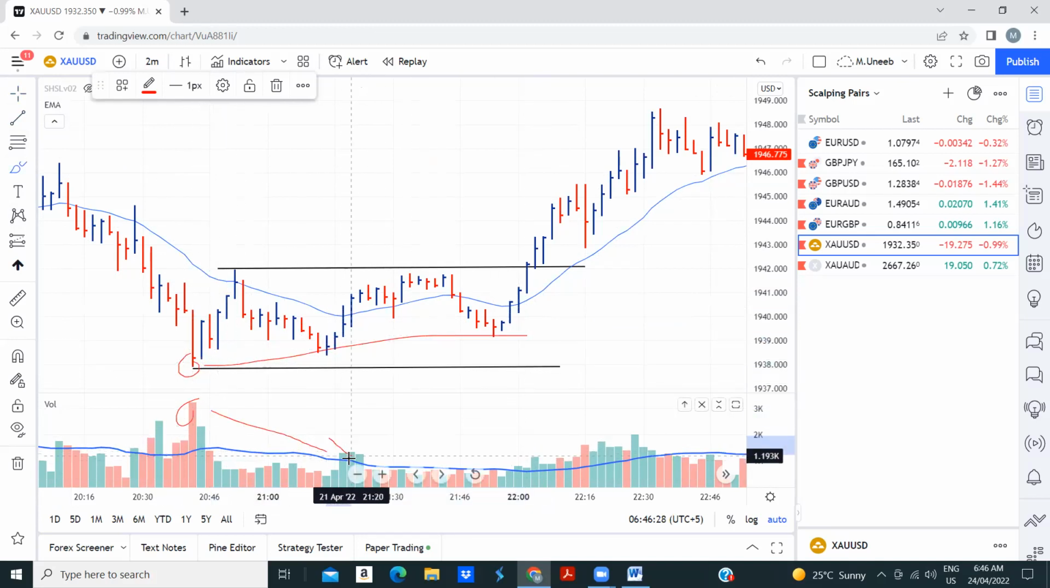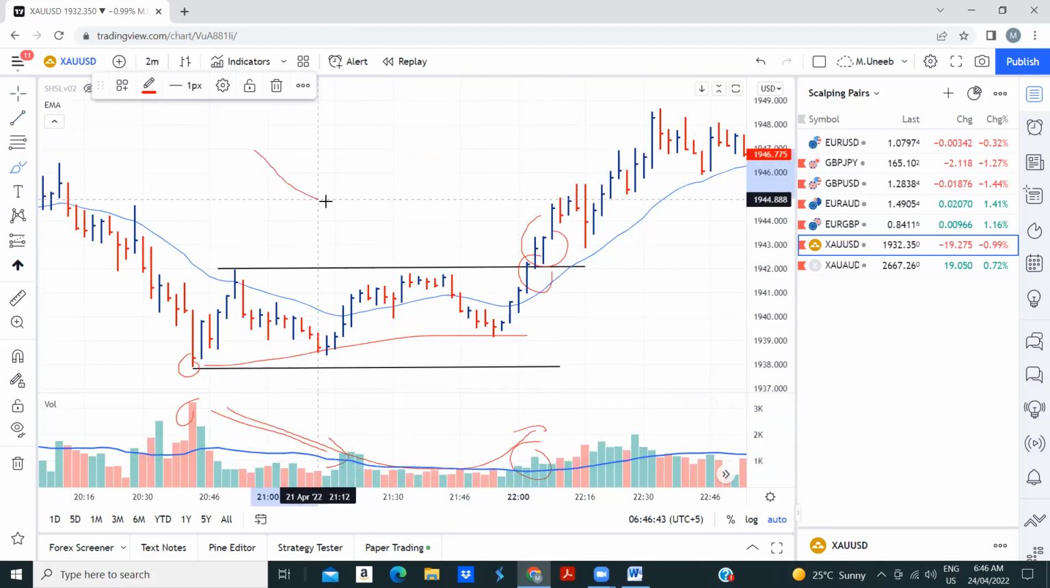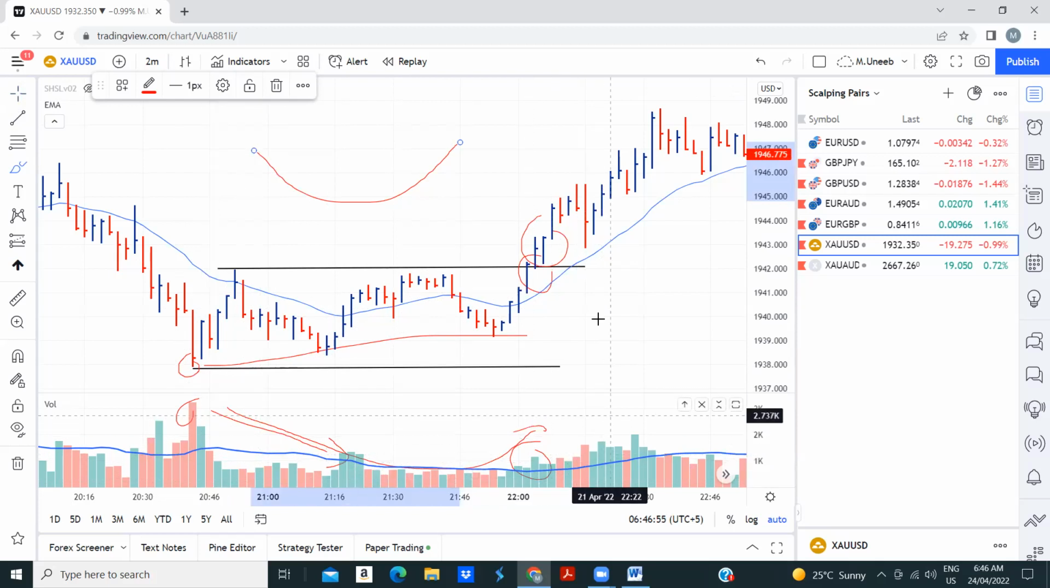Can you see? And as we break out of this range, what happens? The volume increases. So you will see this kind of pattern. The volume will decrease and then it will increase during the break, like a U shape. This is a typical volume structure for the accumulation. So when you see this kind of pattern, you should know that this is accumulation.